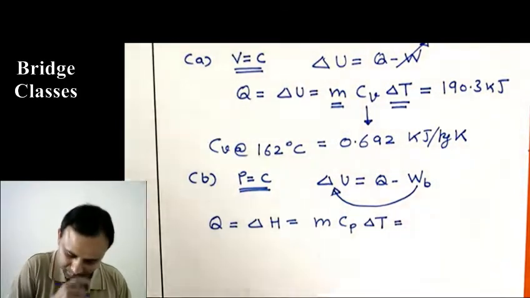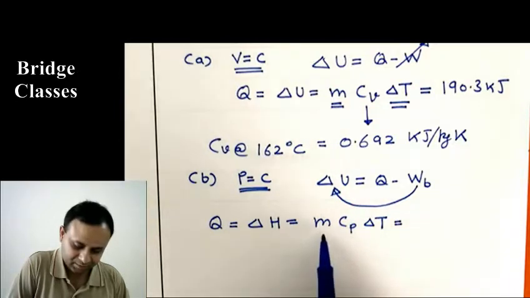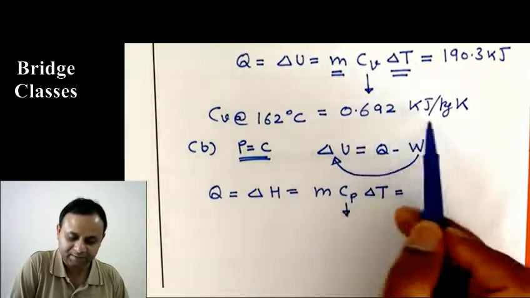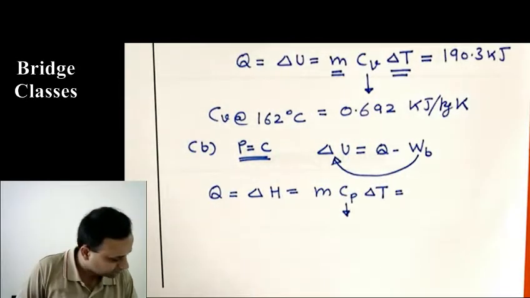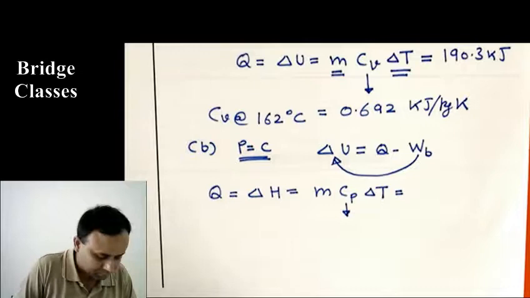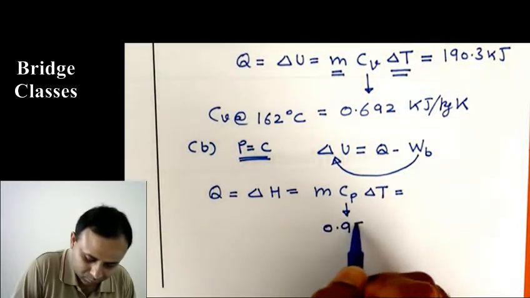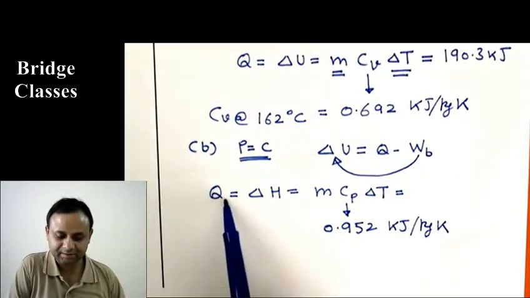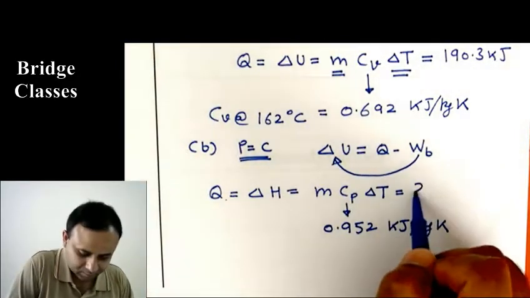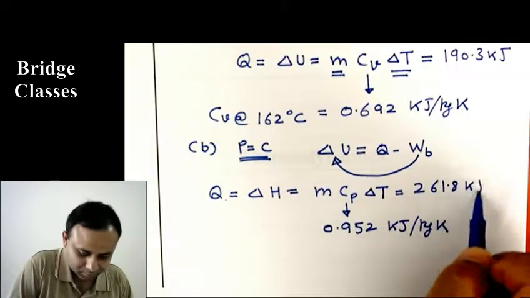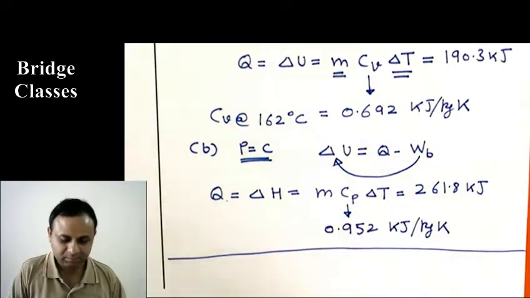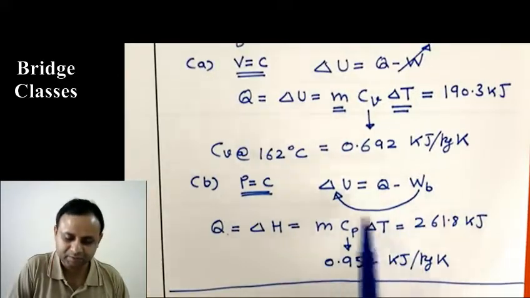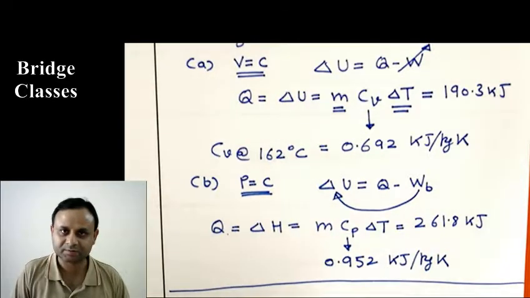So you just plug numbers here. m is given, delta T is given, and Cp we can read from the table at the average temperature. We read Cv, we can read Cp also. That value is 0.952. So that gives us the heat transfer. So this was just simple. You are just applying the first law, and see that the boundary work gets combined with delta U if it is a constant pressure process.